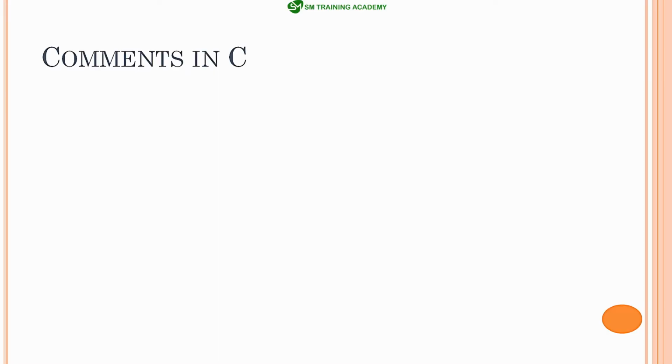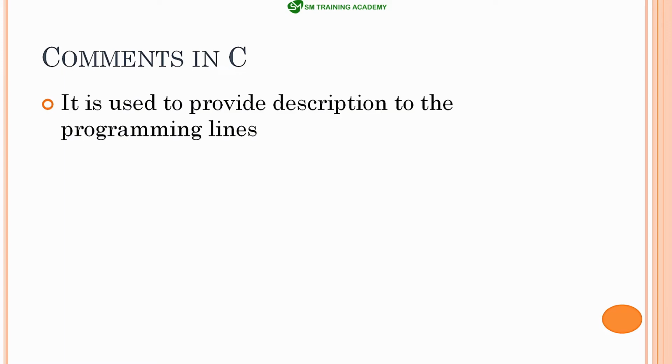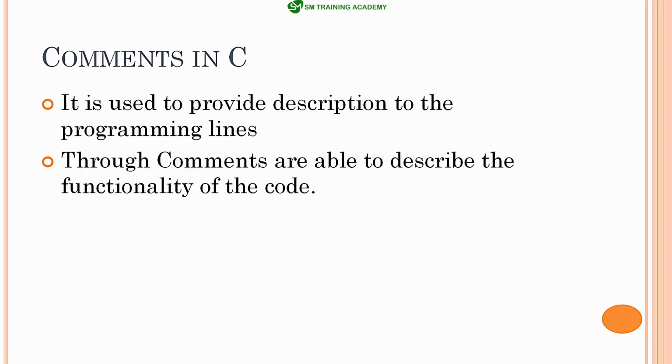So basically these comments in C language are most widely useful for providing descriptions for the programming lines written. That is, you can use these comments for providing details for users who want to understand the program or a part of the program. Through these comments you will be able to describe the functionality of the code, and it is also useful for temporarily excluding a part of code for debugging purposes. Let's see in detail how these comments work.